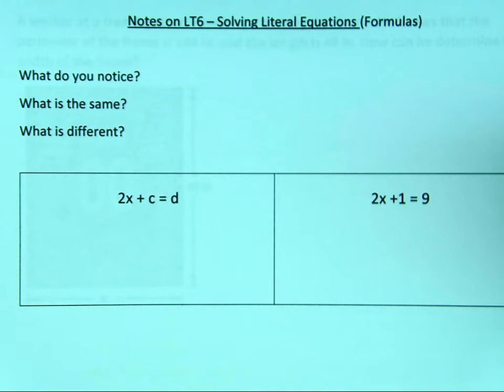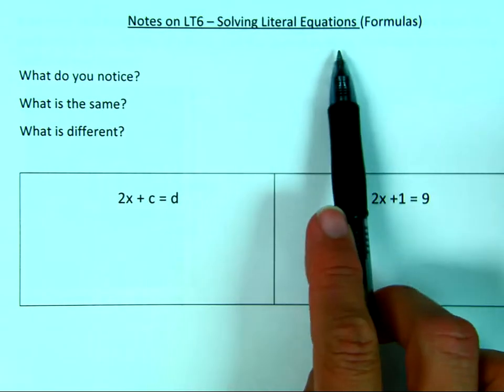We're going to get one of the variables alone. Formulas usually have more than one variable. Literal equations, that's what that means. It has more than one variable.